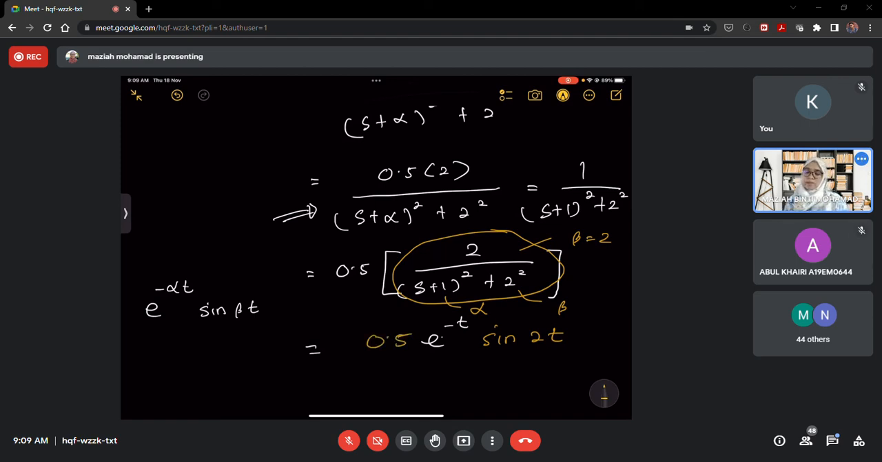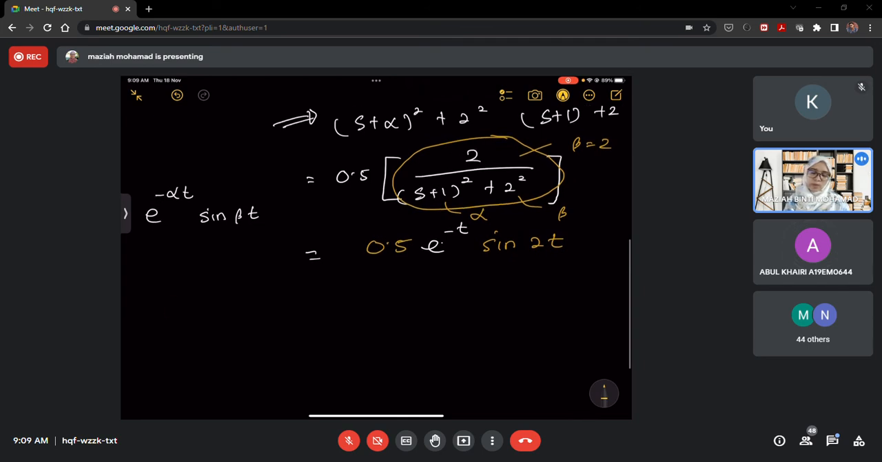So that's why when you inverse, x naught t will equal 1 over s, which is 1, and then the second part is minus exponent negative t cos 2t, and then the third part is minus 0.5 exponent negative t sine 2t.